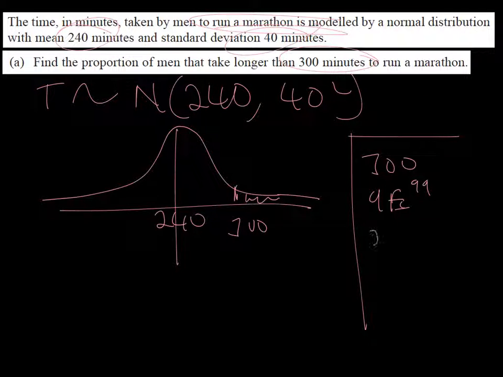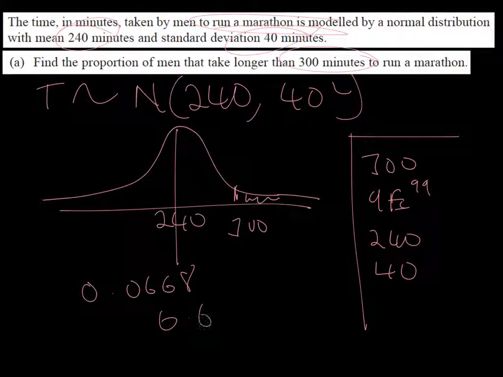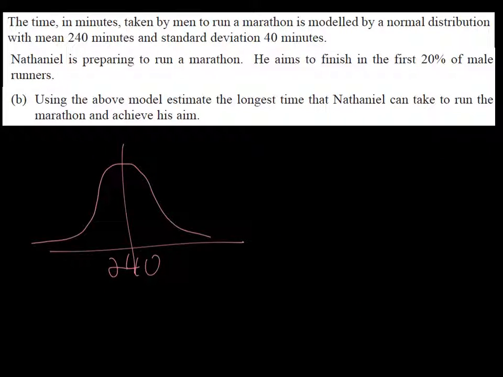The mean is going to be 240, and the standard deviation is 40, and that ends up giving you a value of 0.0668 or 6.68%.